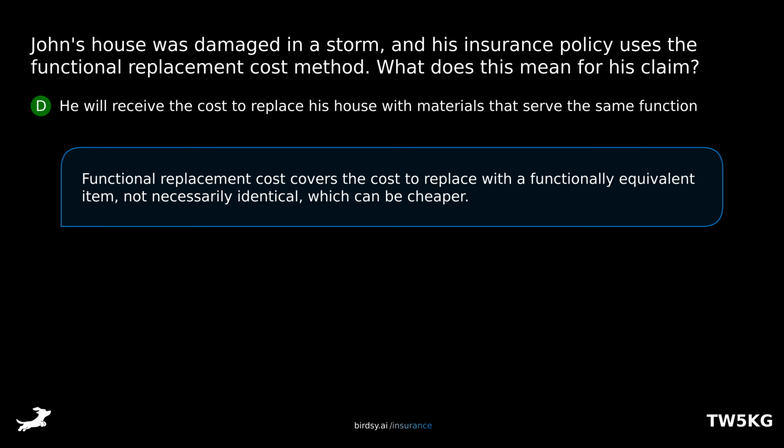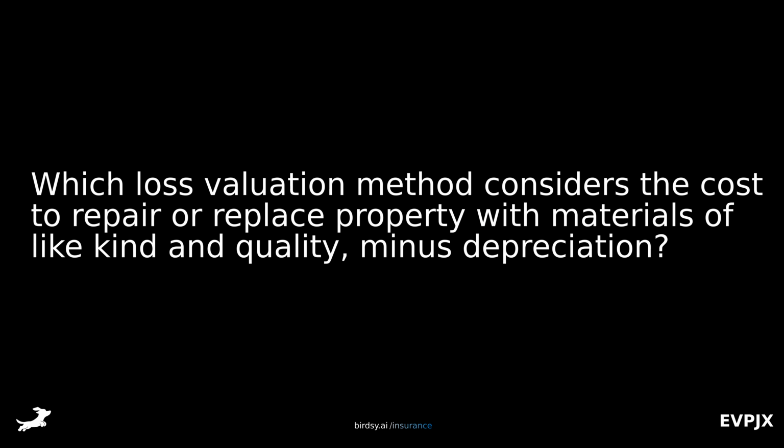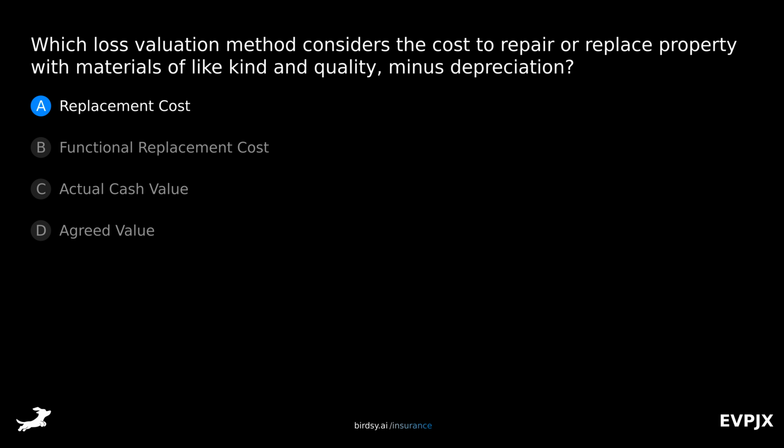Functional replacement cost covers the cost to replace with a functionally equivalent item, not necessarily identical, which can be cheaper. Which loss valuation method considers the cost to repair or replace property with materials of like kind and quality minus depreciation? Is it A, replacement cost, B, functional replacement cost, C, actual cash value, or D, agreed value? The answer is C, actual cash value.